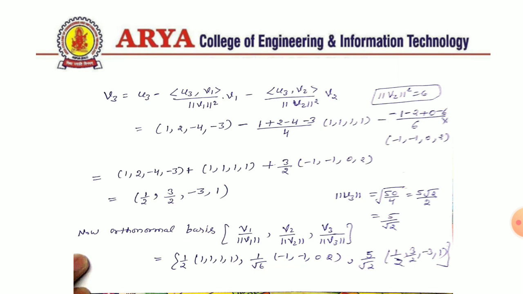Then after some calculation we get 1, 2, minus 4, minus 3, minus the term with 1, 1, 1, 1, plus 3 by 2 of the other vector. Then we get this vector 1 by 2, 3 by 2, minus 3 and 1, where norm of V3 equals 5 upon root 2. Now the orthonormal basis is obtained by dividing each vector by its norm. Then we can say V1 upon norm of V1, V2 upon norm of V2 and V3 upon norm of V3. If we put all these values in it, we get the orthonormal basis. Let's move to the next slide.